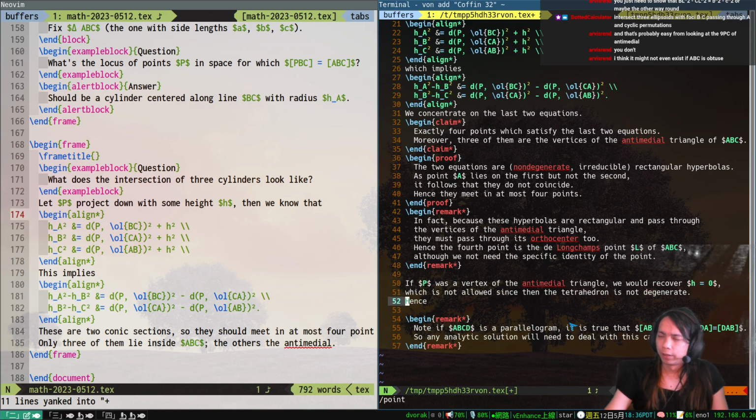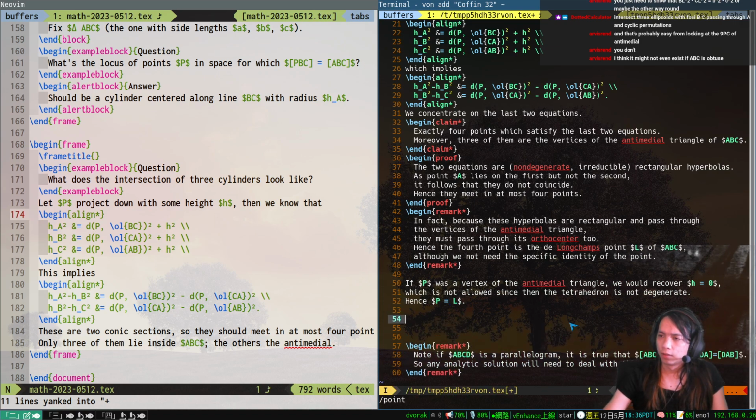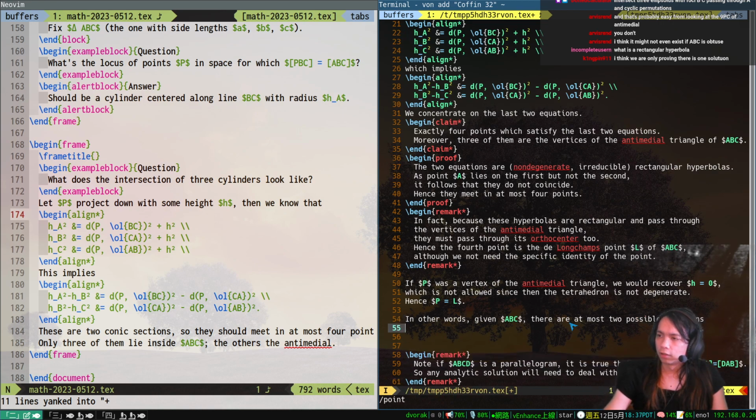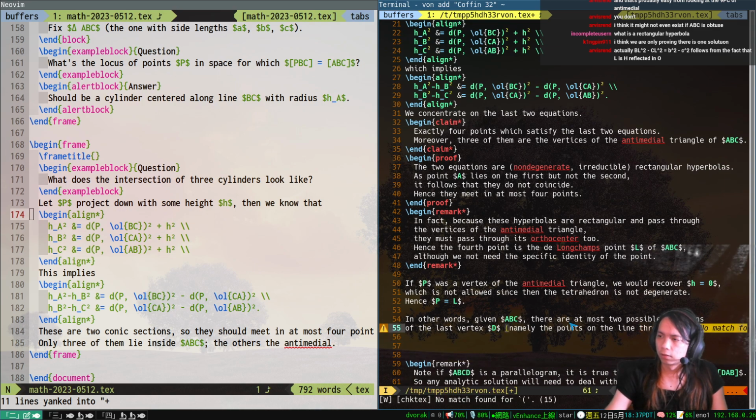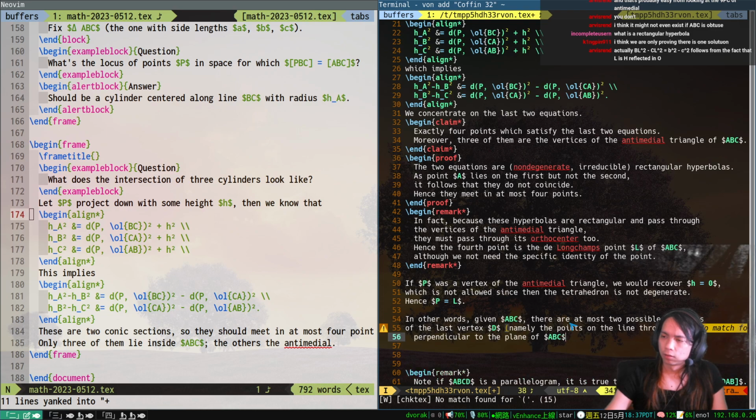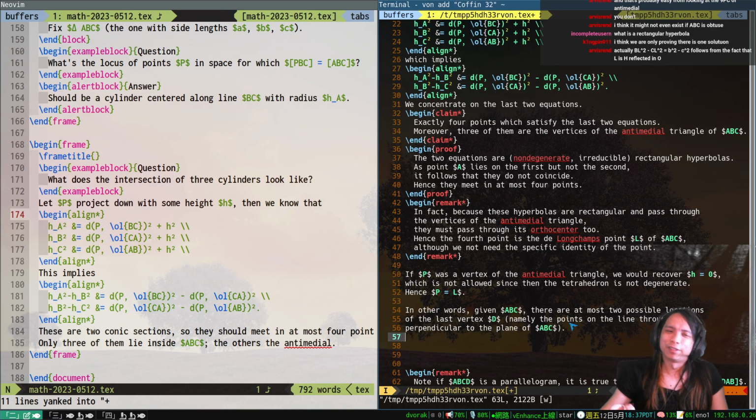I want to name the point L. Hence, P equals L. In other words, given ABC, there are at most two possible locations of the last vertex D, namely the points on the line through L perpendicular to the plane. I guess I'm implicitly using the fact that, given ABC, there is actually a valid thing.